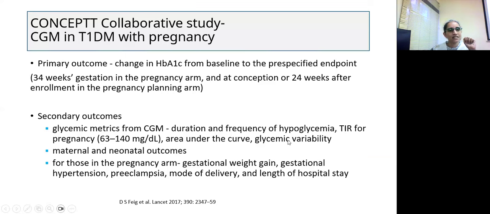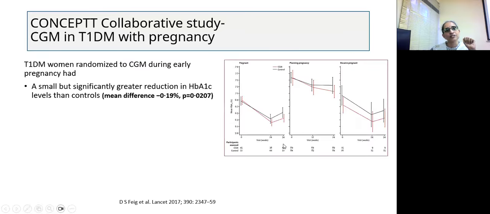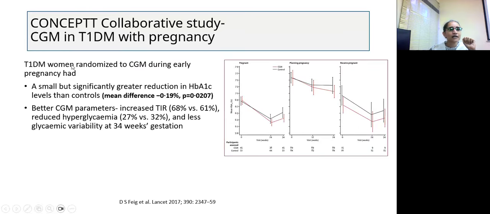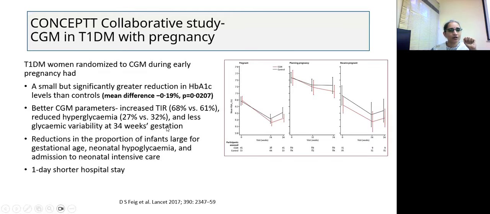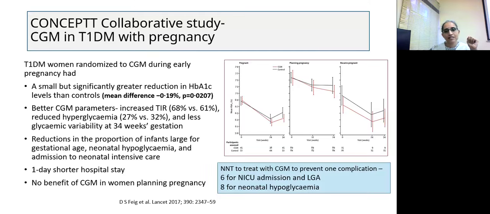For those who were planning pregnancy, the CGM metrics were also studied. It was found that among type 1 diabetes women who were randomized to use CGM, there was a mean difference in HbA1c of about 0.2%. There was a better time in range as compared to self-monitored blood glucose, and reduced hyperglycemia as well as hypoglycemic excursions. Also, the proportion of infants who were large for gestational age, the risk of neonatal hypoglycemia and NICU admissions were also reduced with the use of CGM. So technology was useful to achieve better obstetric outcomes for these pregnant women who had diabetes in pregnancy.